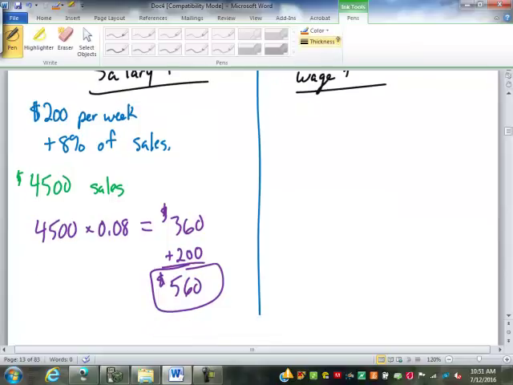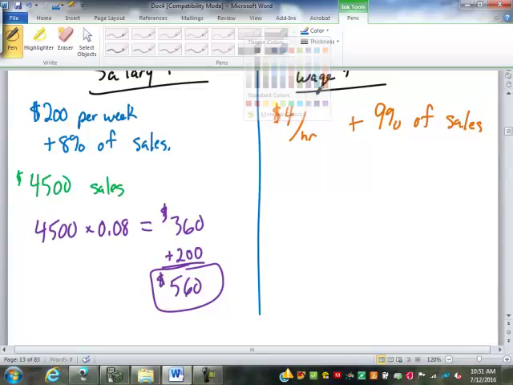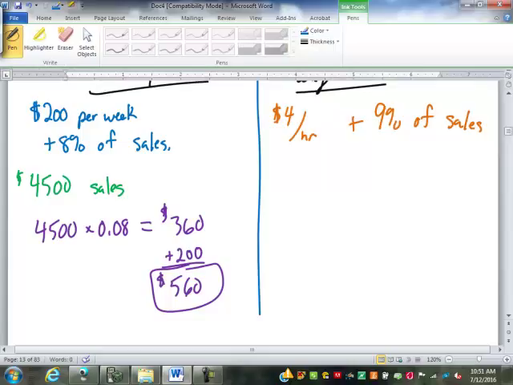In a wage plus, let's say that you're going to get paid $4 per hour plus 9% of sales. Yes, the $4 per hour is less than minimum, but if you can prove that your expected sales will get you above minimum wage, that is acceptable if it's approved.